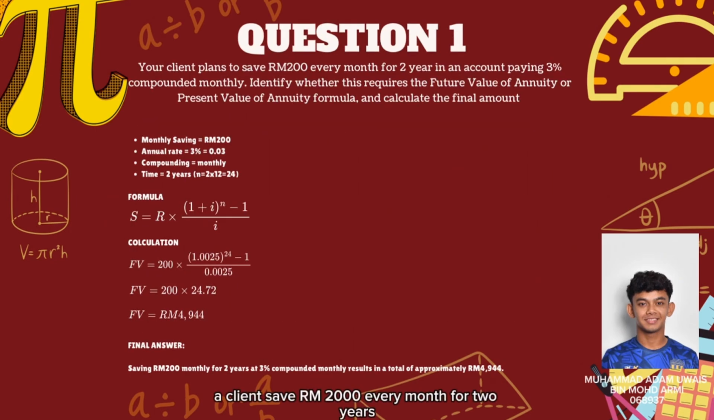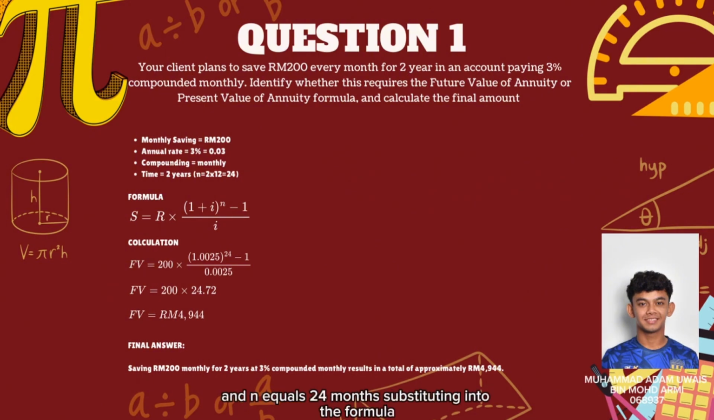A client saves Rm200 every month for 2 years in an account that pays 3% annual interest compounded monthly. Since the money is being deposited regularly, to find the future total, this situation uses the future value of annuity formula. The formula is FV equals R times ((1 plus i) to the power n, minus 1) all over i, where R equals 200, i equals 0.03 divided by 12 equals 0.0025, and n equals 24 months.